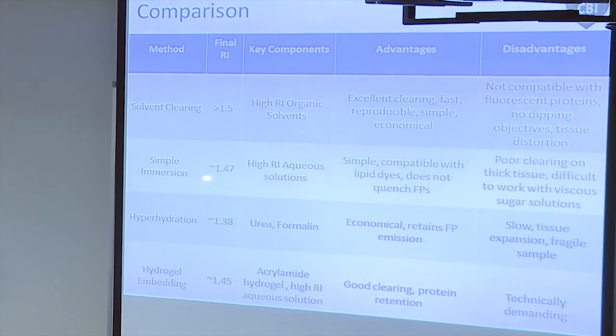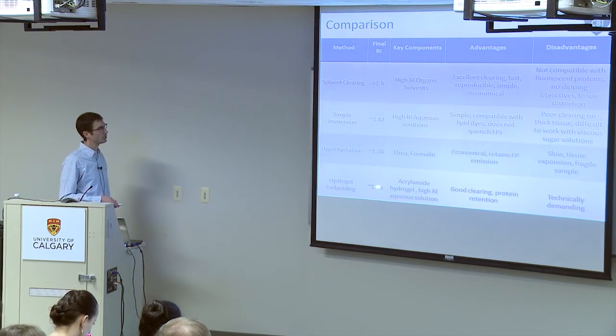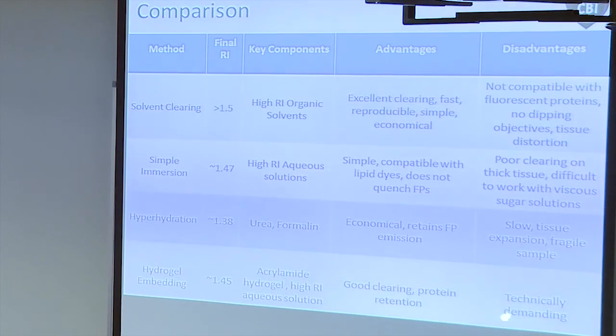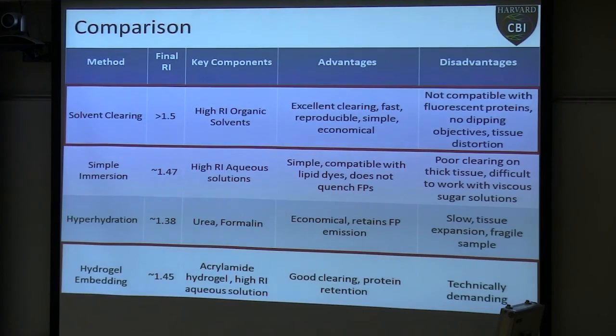Hyperhydration, very similar to simple immersion. You also, unfortunately, get a really fragile sample in the end here. So you usually end up agarose embedding it afterwards so that it doesn't fall apart. Hydrogel embedding gives you a good cleared sample and good protein retention, but it is pretty technically demanding, which means it's not the most reproducible until you've had your hands on it and been doing it for a while.